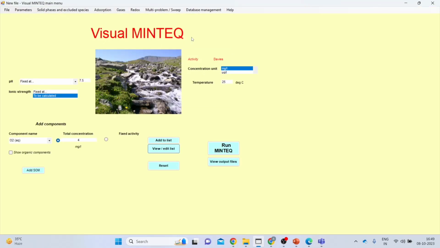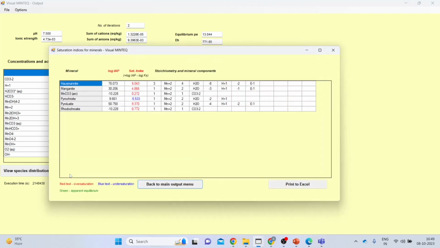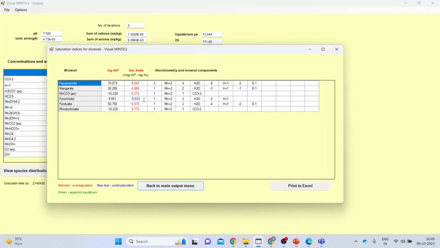Also we have to find out whether rhodochrosite will precipitate or not. So let's run the Mintek. So this is the overall result which we got. We will go to display saturation indices. And we can see here that the rhodochrosite saturation index is 0.772. Since it is greater than 0, it means the solution is supersaturated with all these solids which are shown here in red color. So rhodochrosite is also supersaturated.